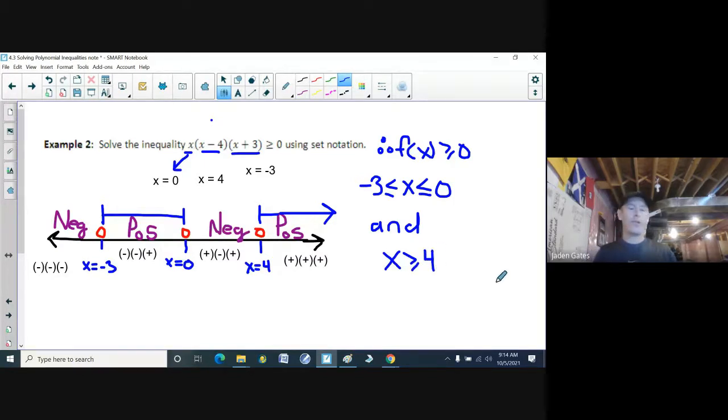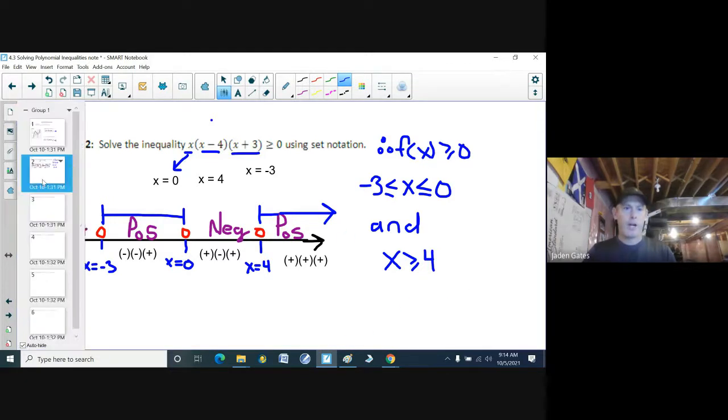And there are the two intervals in which our function is greater than or equal to 0. All right, let's try another one of those.